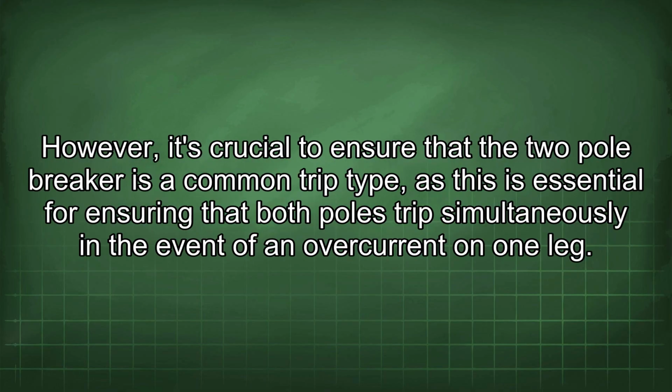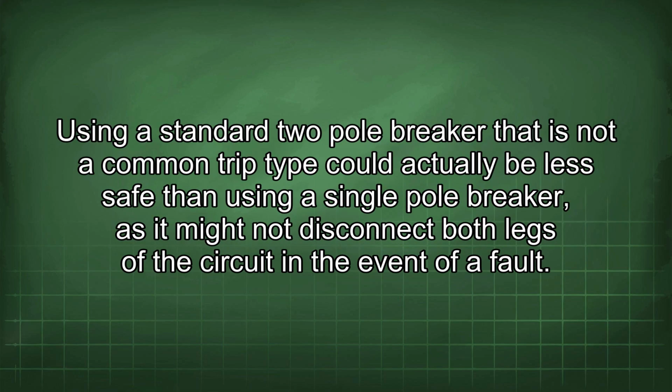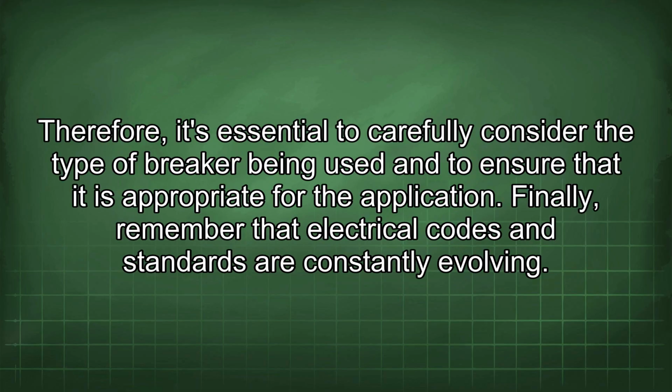However, it's crucial to ensure that the two-pole breaker is a common trip type, as this is essential for ensuring that both poles trip simultaneously in the event of an overcurrent on one leg. Using a standard two-pole breaker that is not a common trip type could actually be less safe than using a single-pole breaker, as it might not disconnect both legs of the circuit in the event of a fault. Therefore, it's essential to carefully consider the type of breaker being used and to ensure that it is appropriate for the application.